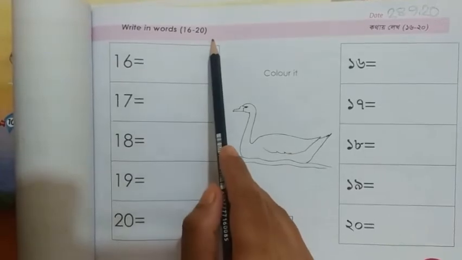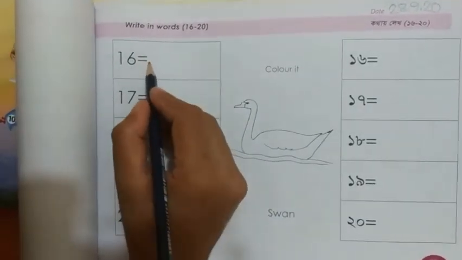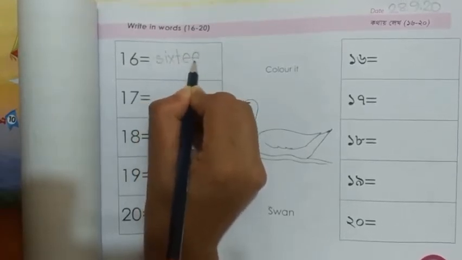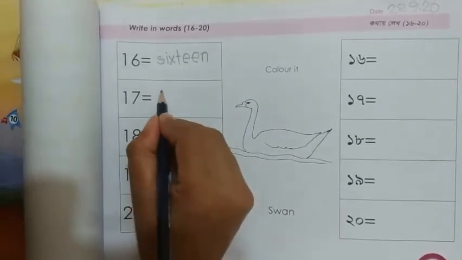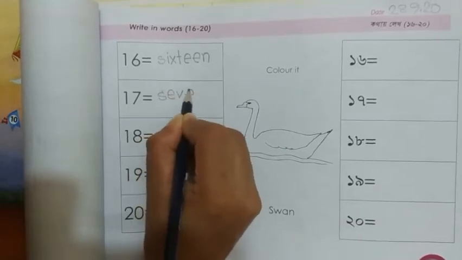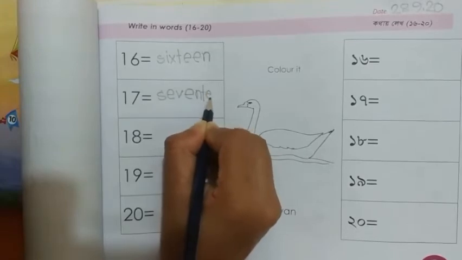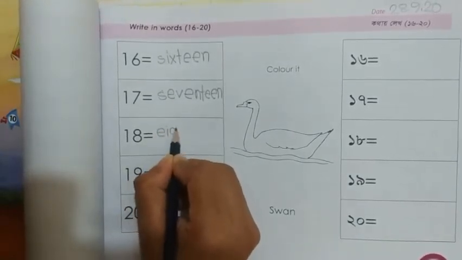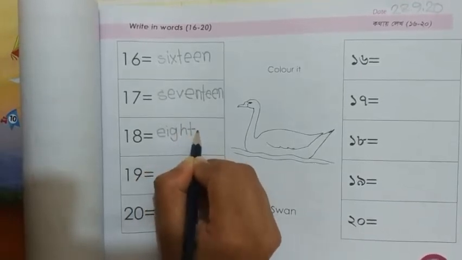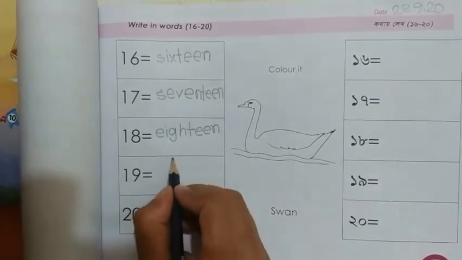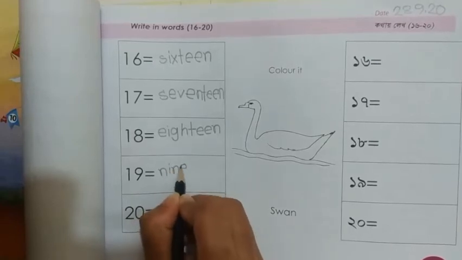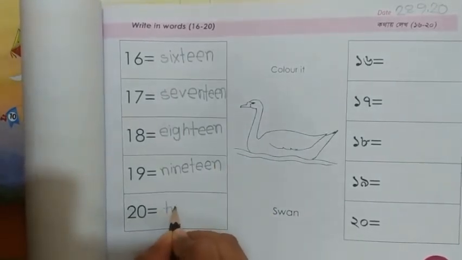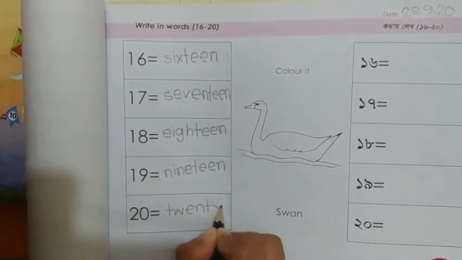Write in words 16 to 20. So 16, S-I-X-T, double E, N, 16. 17, S-E-V-E-N-T, double E, N, 17. 18, E-I-G-H-T-E-E-N, 18. N-I-N-E-T-E-E-N, 19. At last 20, T-W-E-N-T-Y, 20.